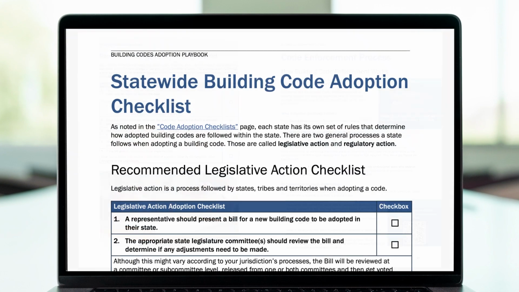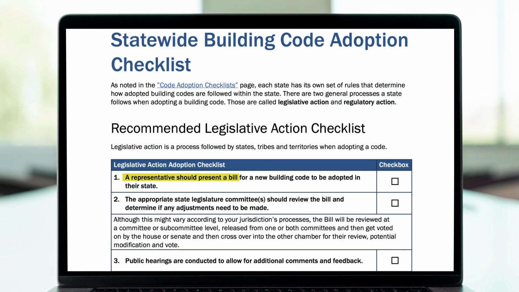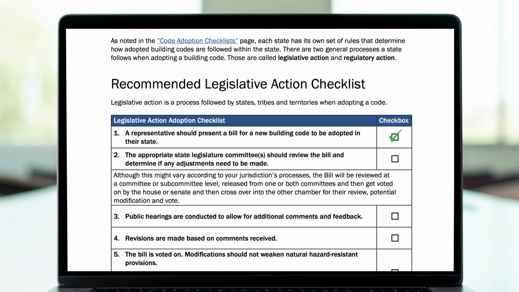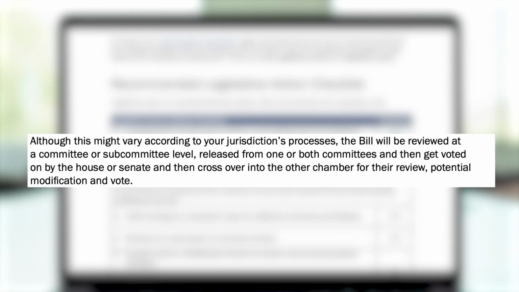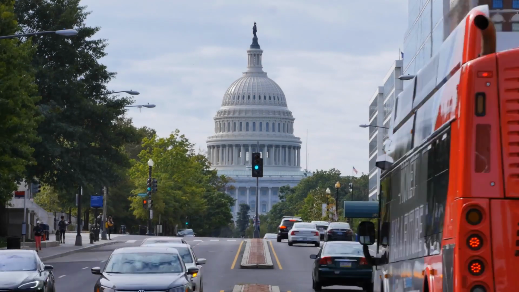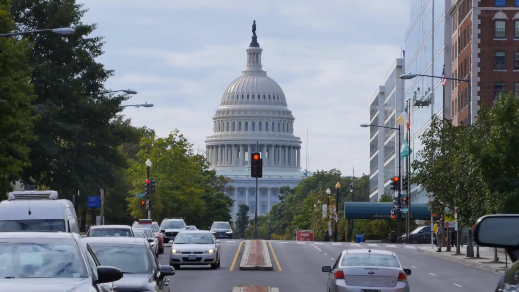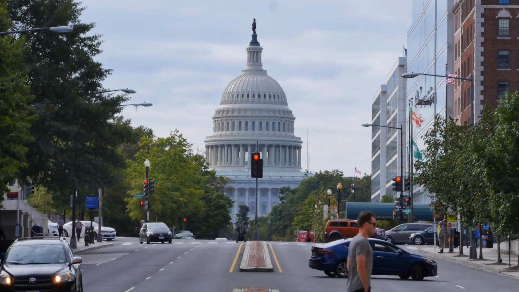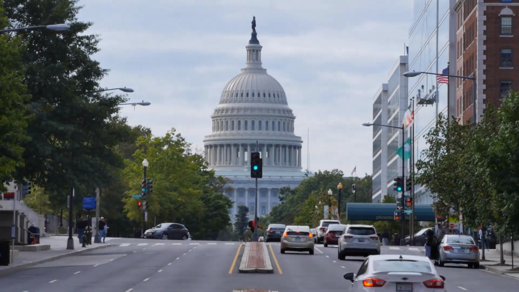The first step is for a legislative representative to sponsor and present a bill to be adopted in their state. This is followed by a committee or subcommittee reviewing and or adjusting the bill before sending it to the House and or Senate for a vote. The committee or subcommittee will be dependent upon how your state promulgates the process for the state building code adoption. Once the House or Senate approves the bill, it is sent to the other chamber for review, modification, and vote.